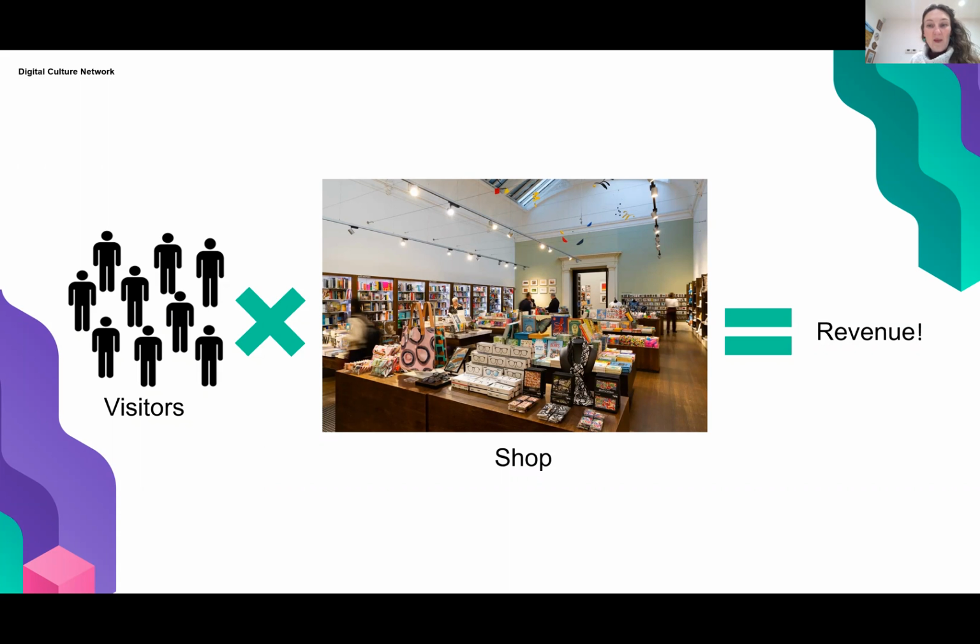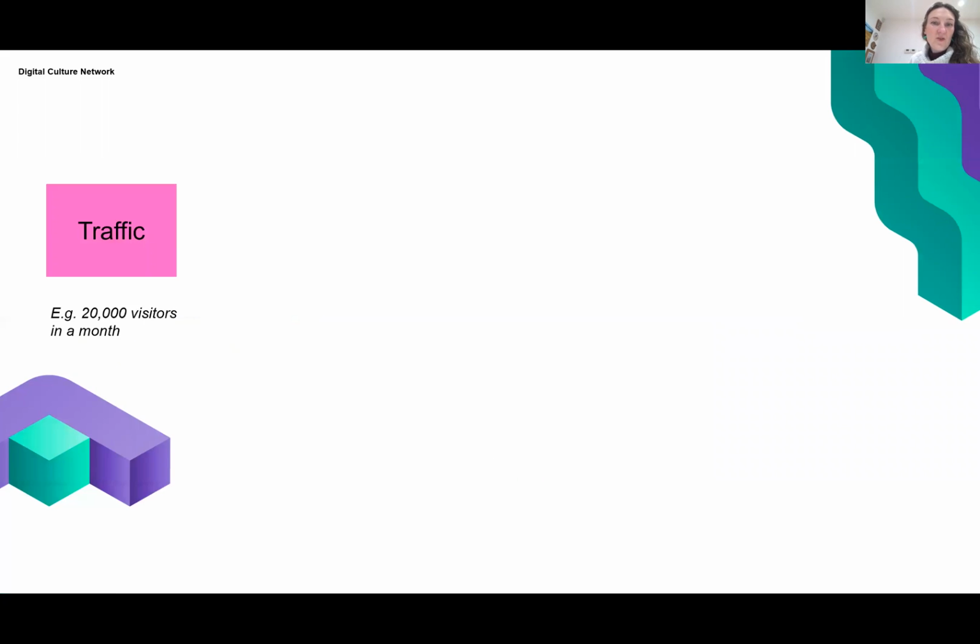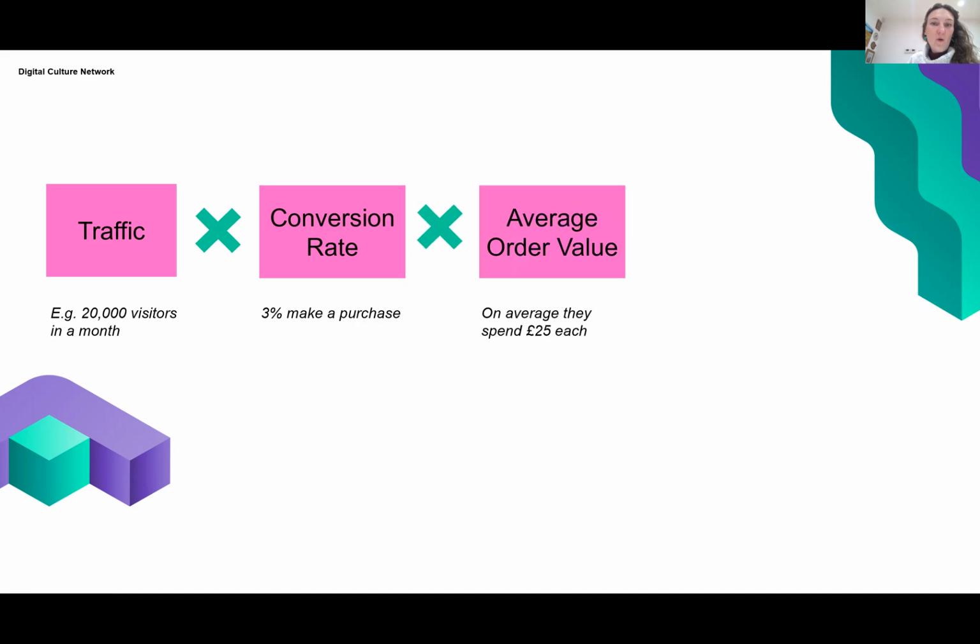And actually, in the online world, we have quite a similar equation. So I might have a website which has, say, 20,000 visitors who arrive each month. And of those visitors, a certain amount of them might choose to make a purchase, say 3%. And we call this number the conversion rate, the number of people who decide to purchase and convert on our website.